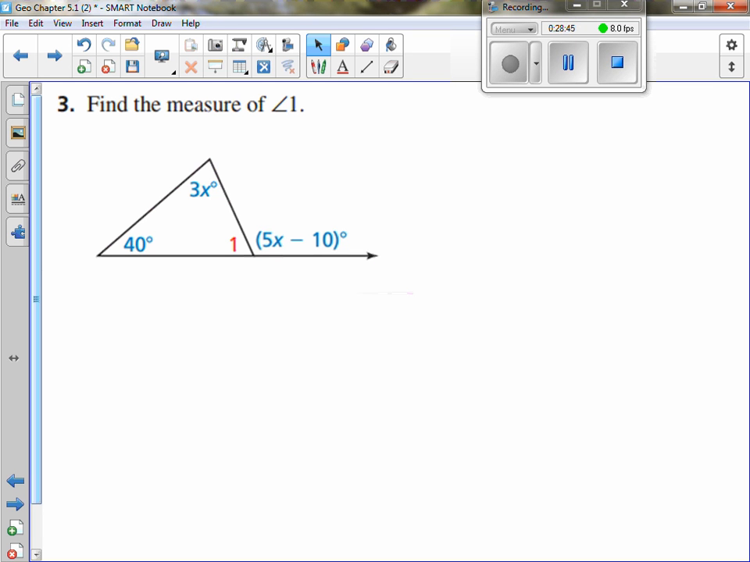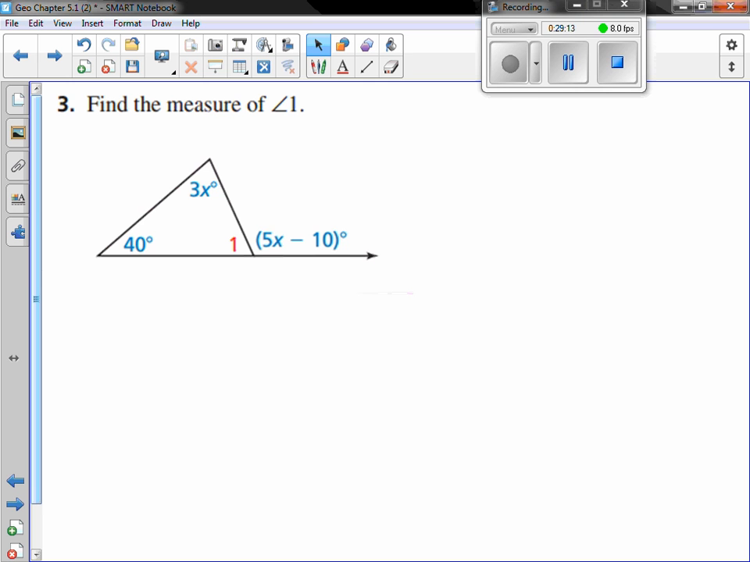Find the measure of angle 1. So let's do this here. I think this is the last one on the note sheet, yes? So what do I know? I know that the exterior angle is equal to the sum of the opposite two interior angles, yes? I know that the sum of the interior angles add together to be what? 180. I know that angle 1 and this exterior angle add together to be 180.